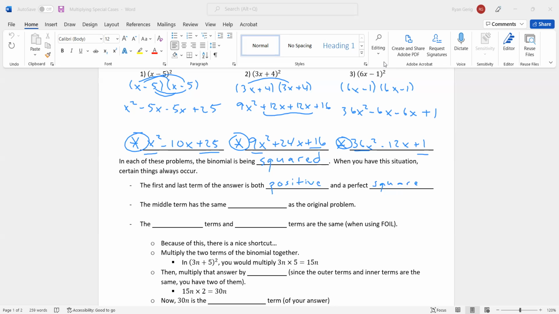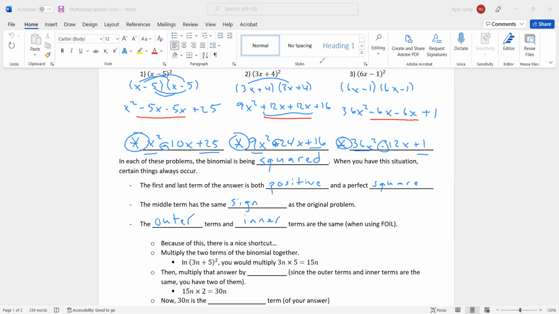The middle term has the same sign as the original problem. So in the first one, the original problem was negative. Look at the sign of the middle term, it's negative. The original term was positive, positive. Original was negative, middle term negative. The outer terms, when I multiplied, and the inner terms, when I multiplied, are the same. Those middle terms, negative 5x is the outer term, negative 5x is the inner term. Those middle terms are the outer and the inners.